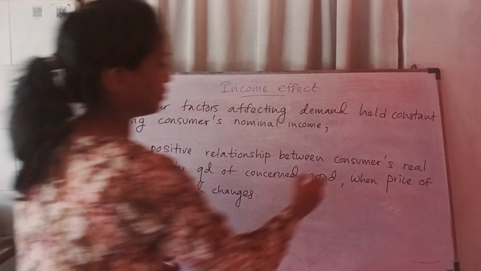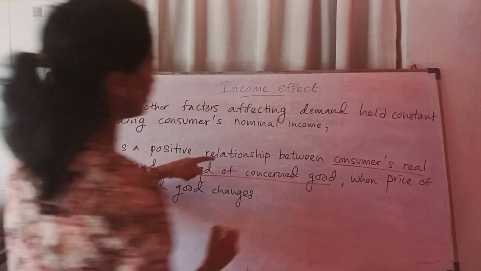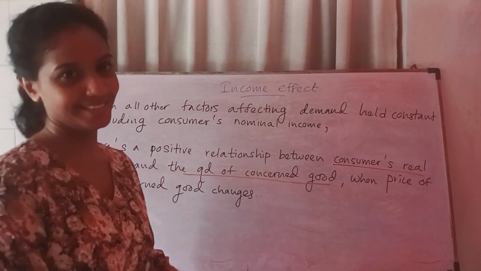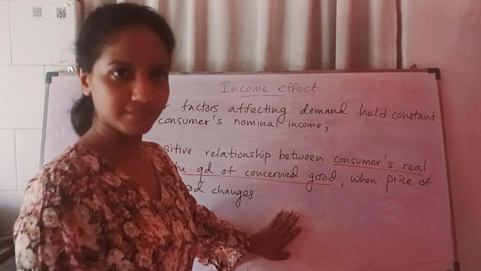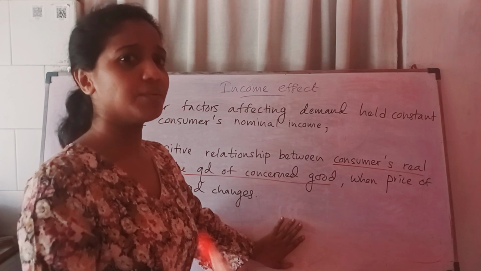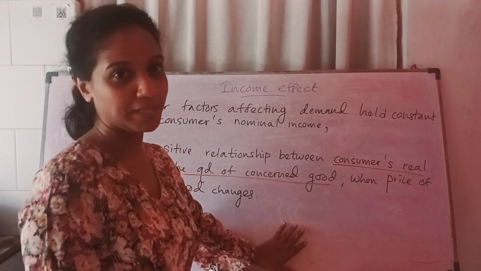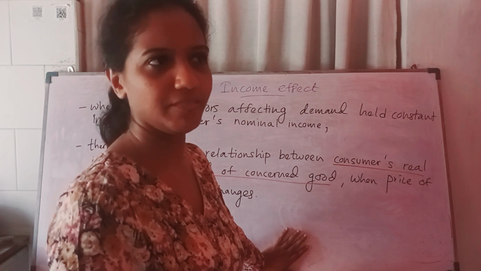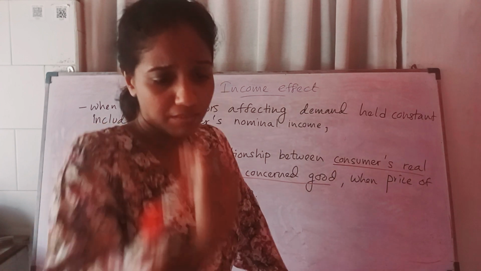These are very, very important keywords: consumers' real income and the quantity demand of the concerned good, and there's a positive relationship. Once you write this, you can explain a little bit in detail. When the price of the concerned good increases, the consumer's purchasing power decreases. Therefore, people tend to buy less of the concerned good, which means they reduce the quantity demand because their purchasing power reduces.